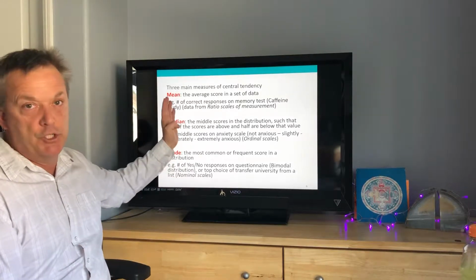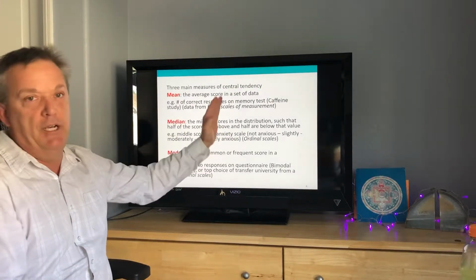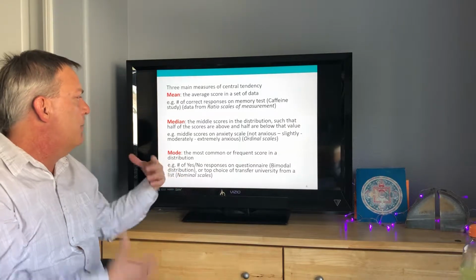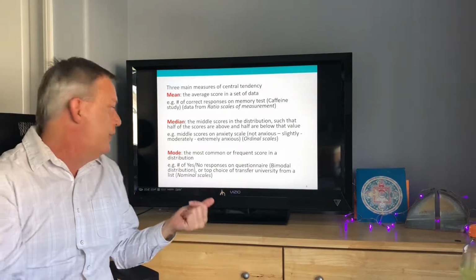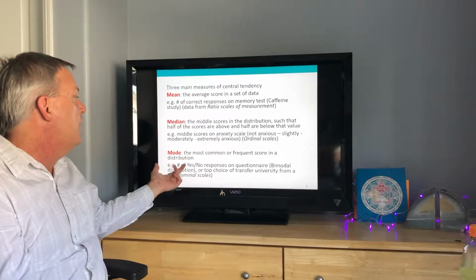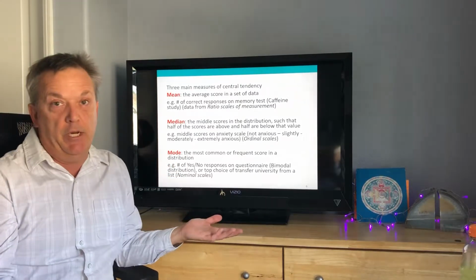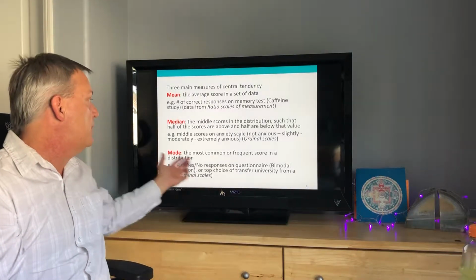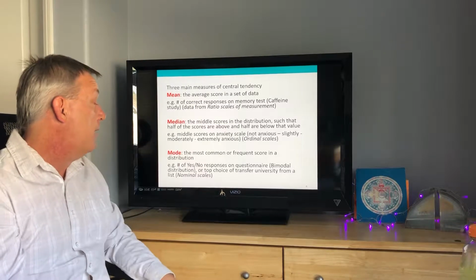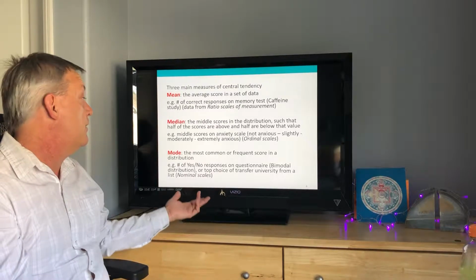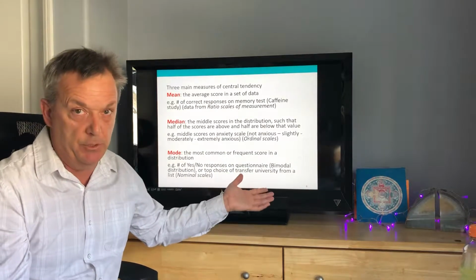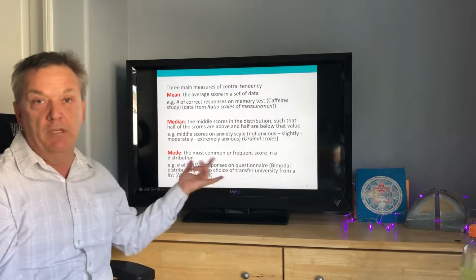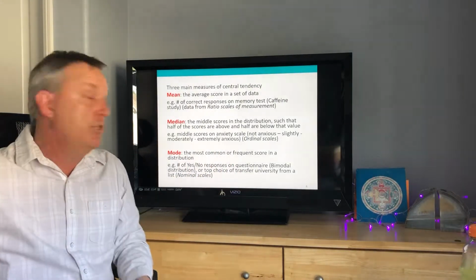So the mean is the average score. The median is the middle of all of the scores. So just find the middle of all of the scores, right? And the mode is the most common or frequent score in a distribution. So for example, the number of yes-no responses on a questionnaire, which the book talks about, is a bimodal distribution. And that's an excellent descriptive stat to use for that. Or the top choice of transfer universities from a list that students are selecting, for example, at Bakersfield College. And those, of course, would be nominal scales because universities are not ordered.